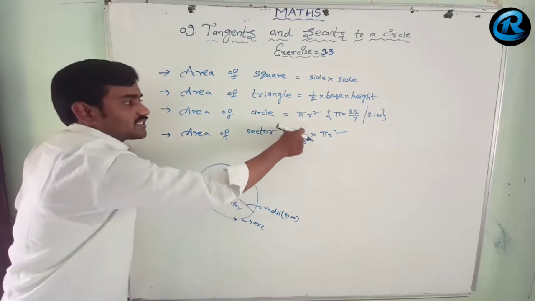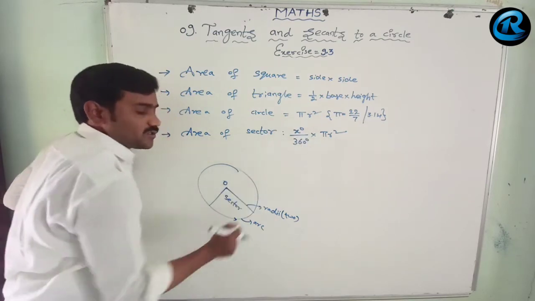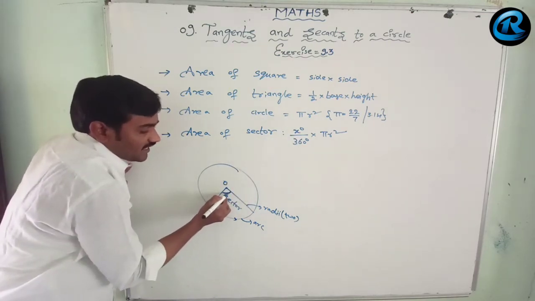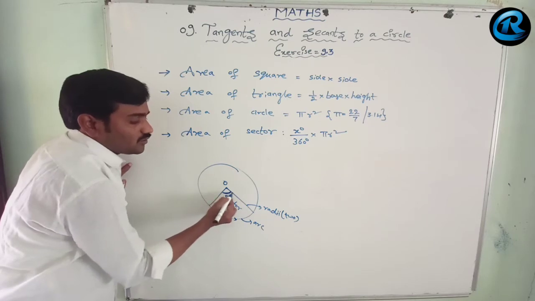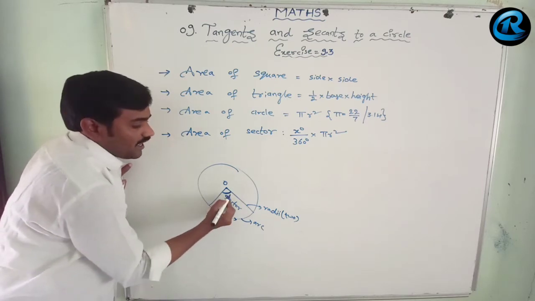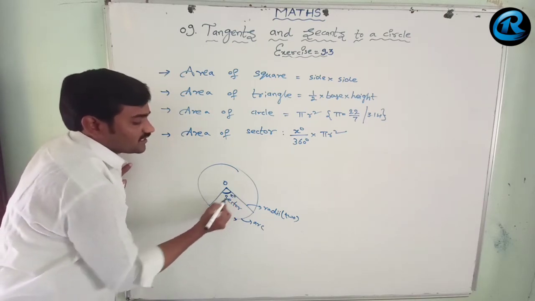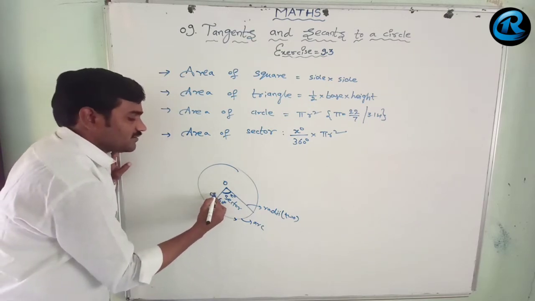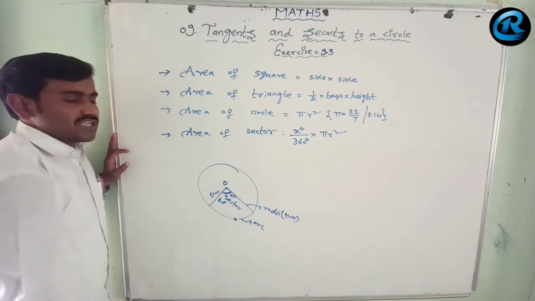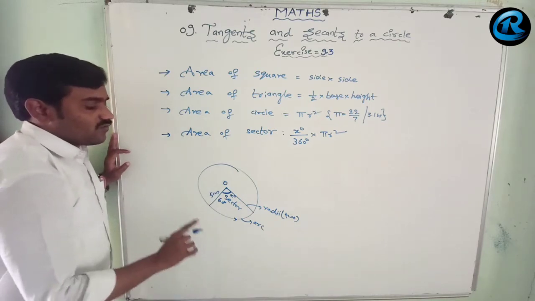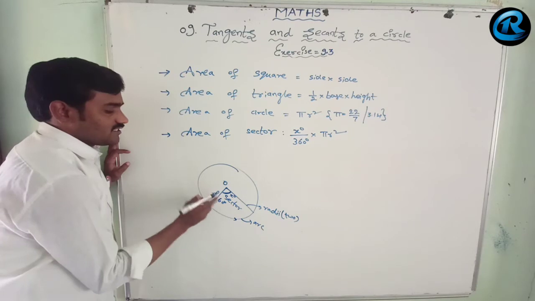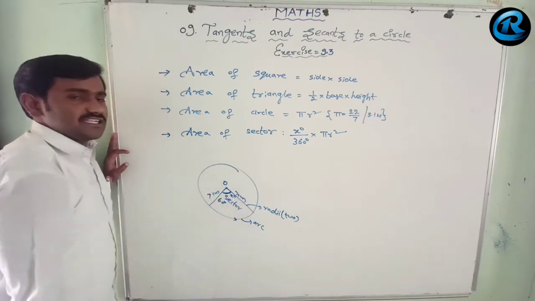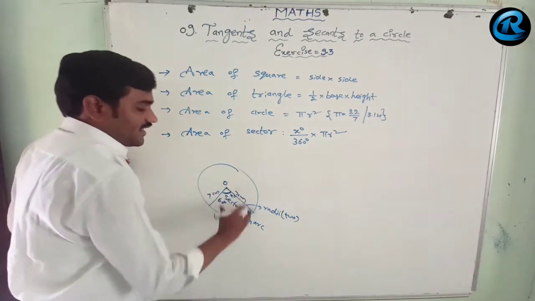This is the formula: x degrees by 360 degrees into pi r square. Here x degrees means what? The angle enclosed between the two radii is called x degrees. Suppose it is a 60 degrees angle and a radius of 5 centimeters. Let us take this as 7 centimeters. The radius is 7 centimeters and the angle is 60 degrees. Then what will be the area of this sector?